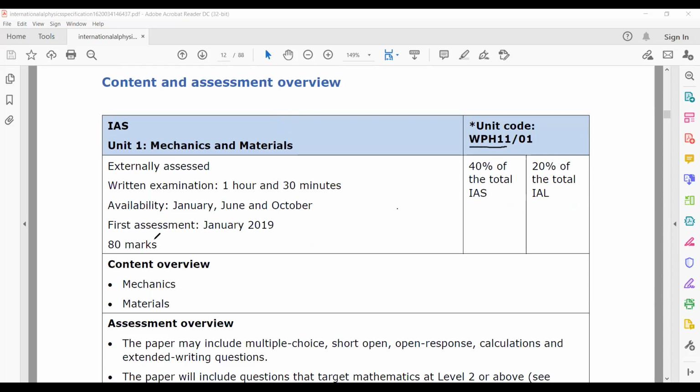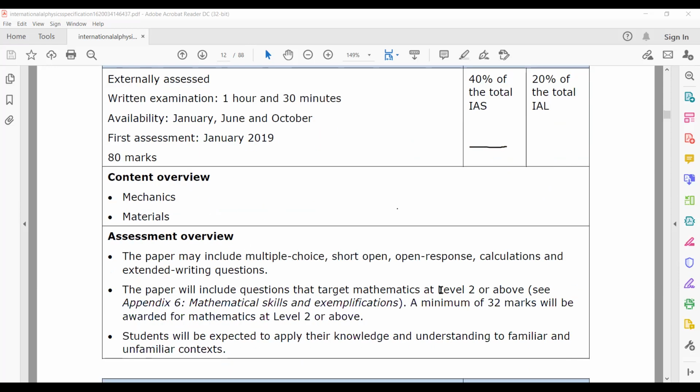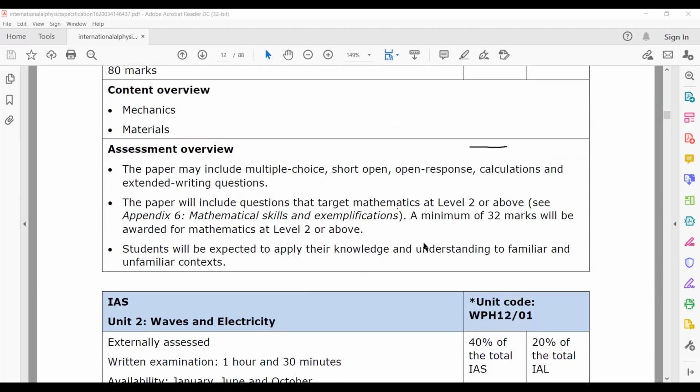Total marks for this paper are 80, and 40% of your AS result is based on Unit 1, and 20% of your A level result is based on this unit. The content is mainly mechanics and materials, and you will have multiple choice questions, short questions, open response, and calculation.